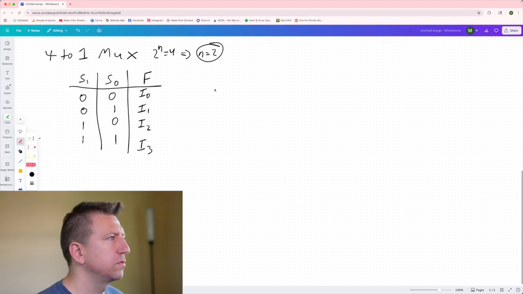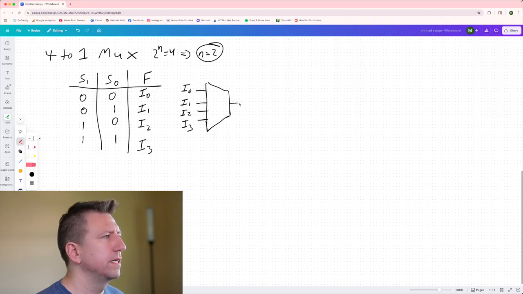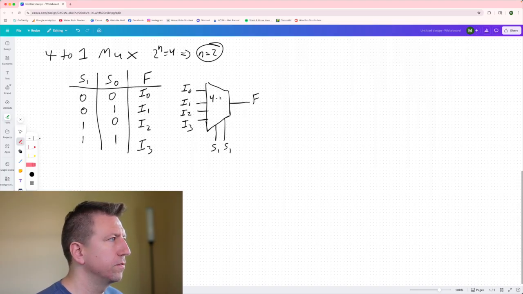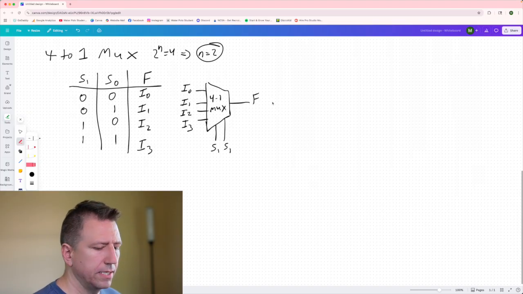Okay, this is what the block diagram would look like, something like this, where we'd have our 4 inputs, I0, I1, I2, and I3. And then we have our output F, only 1 output. But now we have 2 selectors, S1 and S0. And so this would be a 4-to-1 MUX. Okay? And now the important part is the schematic. So what does this schematic look like?